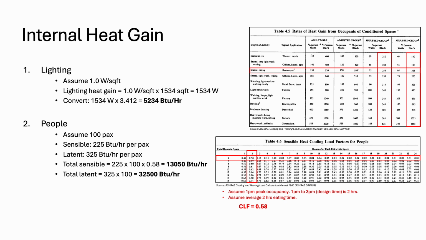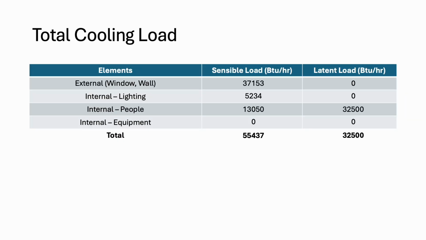With that, we can calculate the total sensible and latent heat due to people. As for the equipment, we assume 0 for simplicity. In total, our sensible load is about 55,000 BTU per hour. Latent load is 32,500 BTU per hour. Now, this is the cooling load of the space.